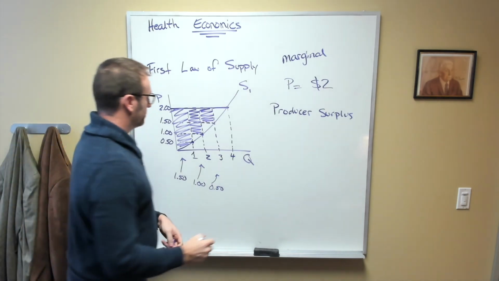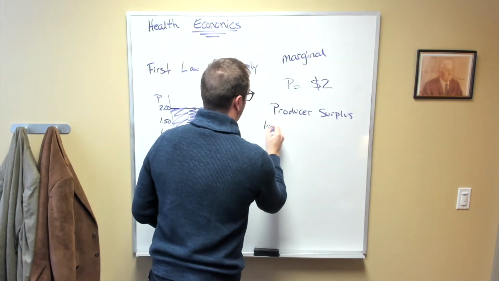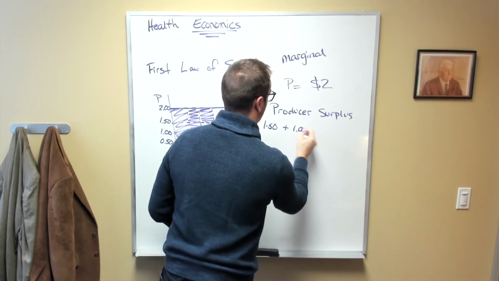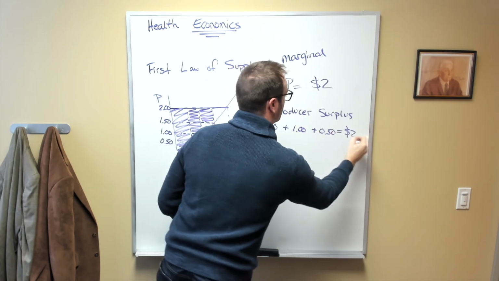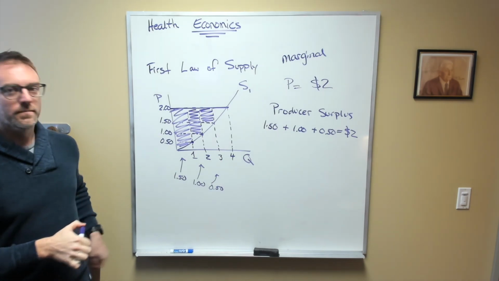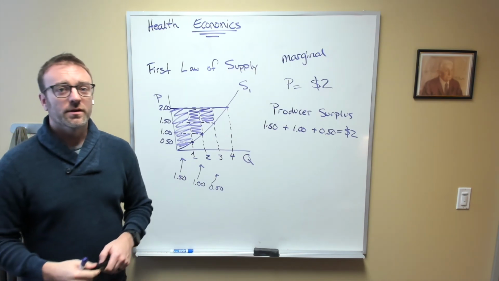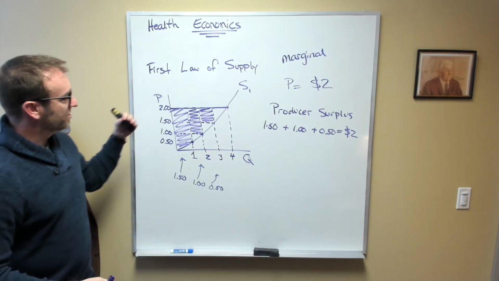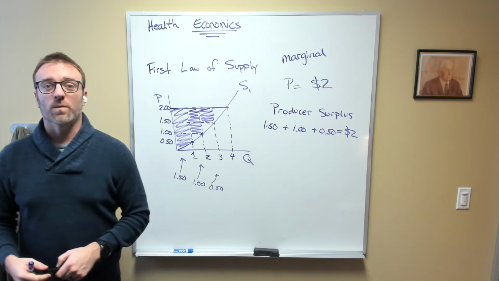So the total producer surplus in this example would be $1.50 plus $1 plus 50 cents, which is equal to $3. Okay? And so, what we have here is a numerical value for the additional money that producers of pizza get from the exchange.